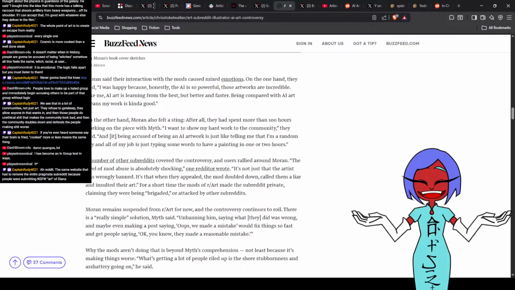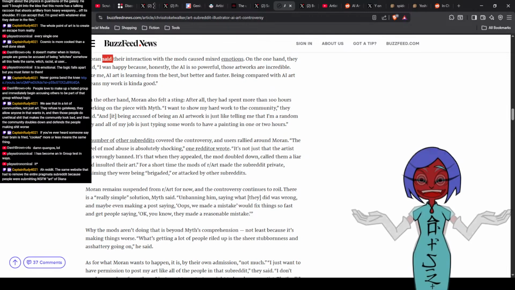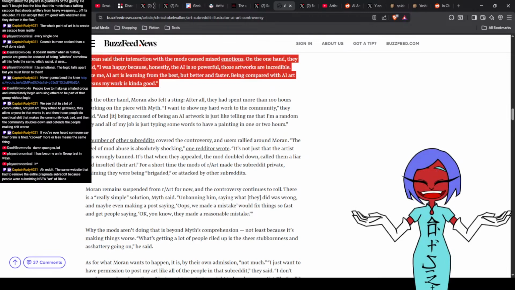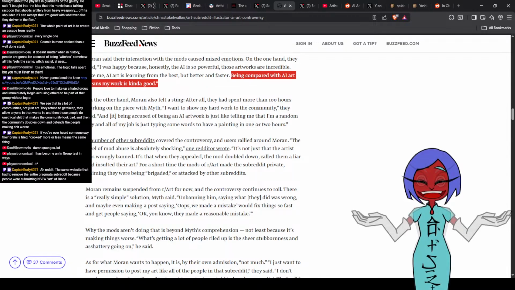Absolute trolls. Let's see. Moran said their interaction with the mods caused mixed emotions. On the one hand, they said, "I was happy because honestly, the AI is so powerful. Those artworks are incredible. Like me, AI art is learning from the best, but better, faster. Being compared to AI art means my work is kind of good." At least he can take it on the chin.